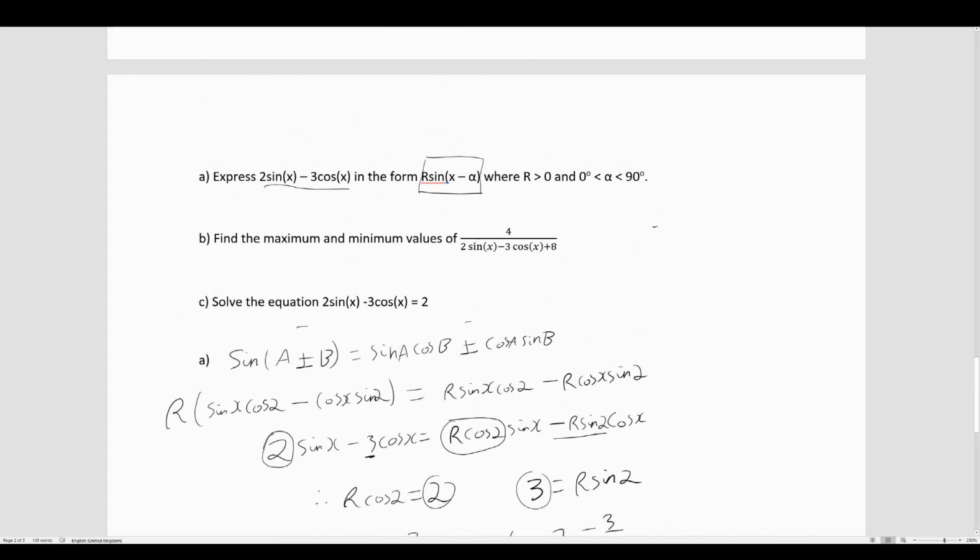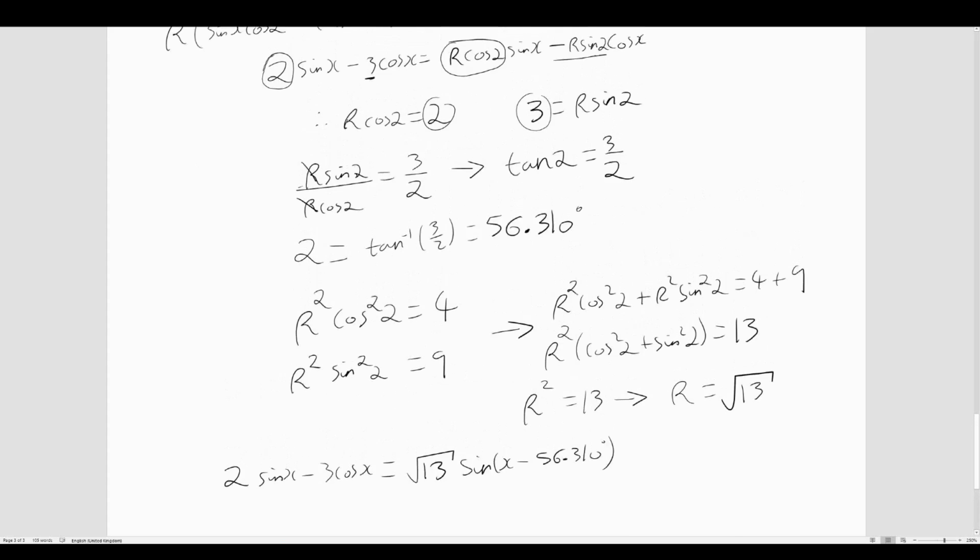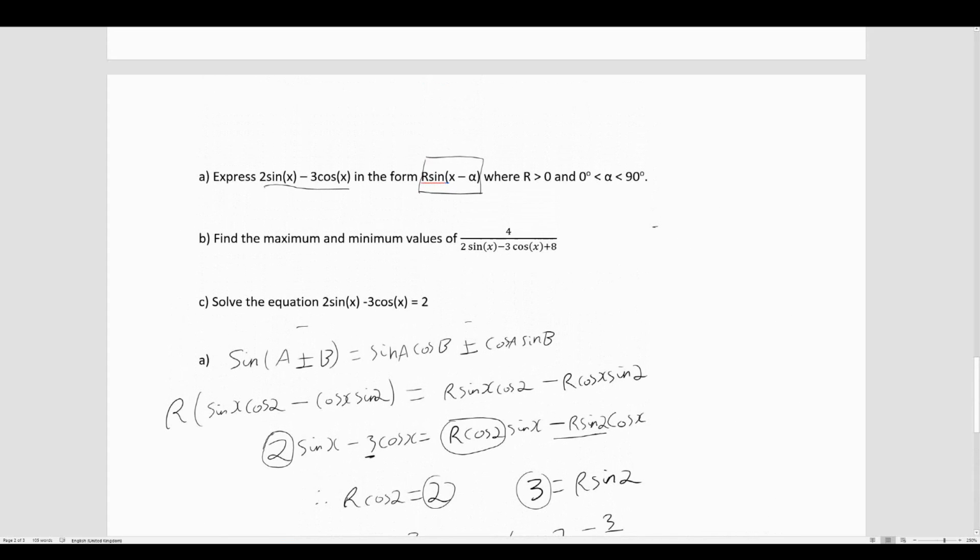Okay, so that is our harmonic form. It will be once I've written it in full. So I have 2 sine x minus 3 cos x is equal to root 13 sine (x minus 56.310), being very careful to make sure alpha is in degrees, not radians. So that deals with part A.